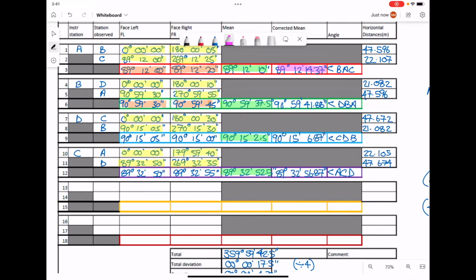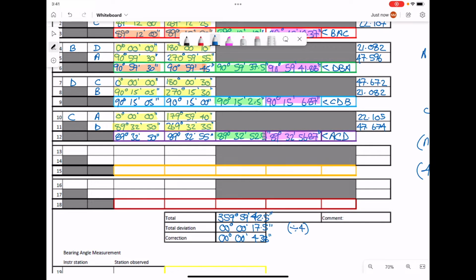Adding together our corrected angles, and indeed it does give us a total of 360 degrees, 0 minutes, 0 seconds. Our angles have been corrected and are corrected to give the correct total.